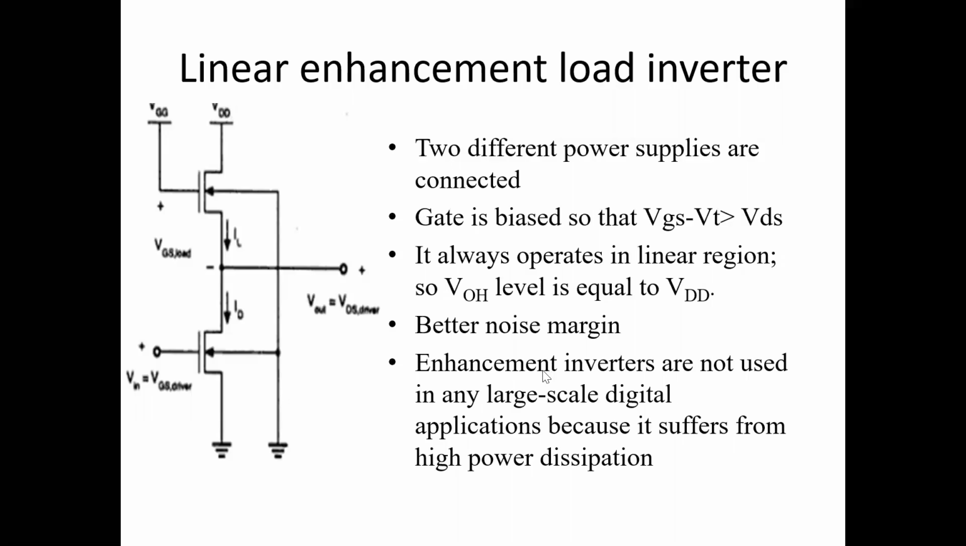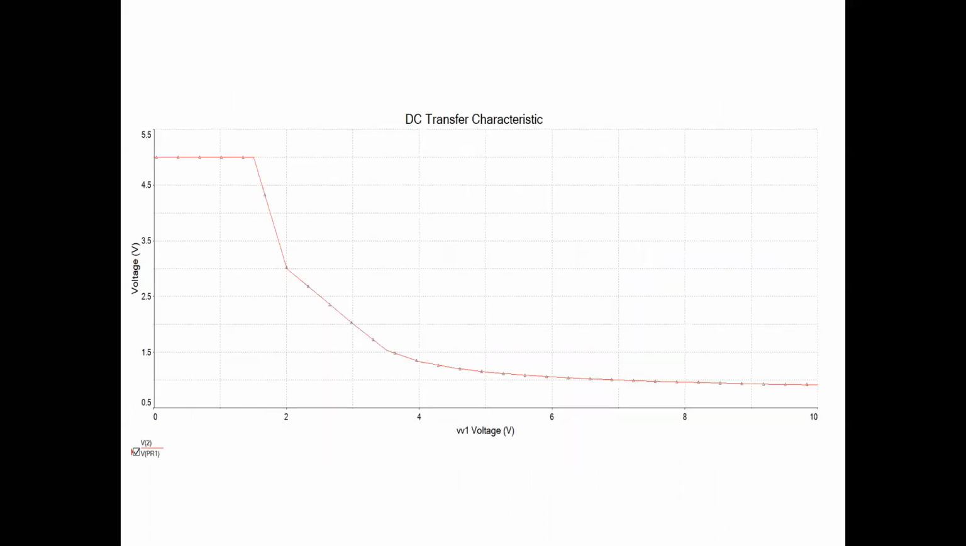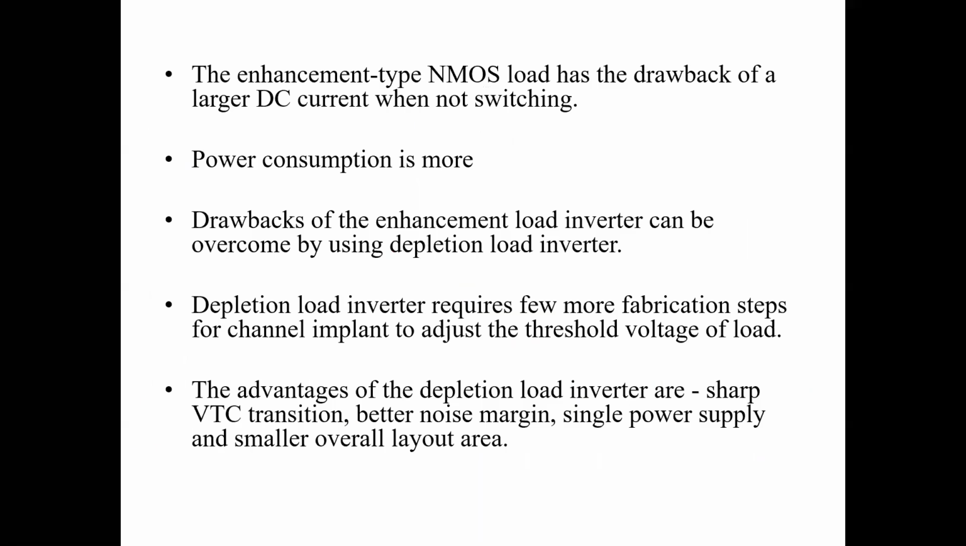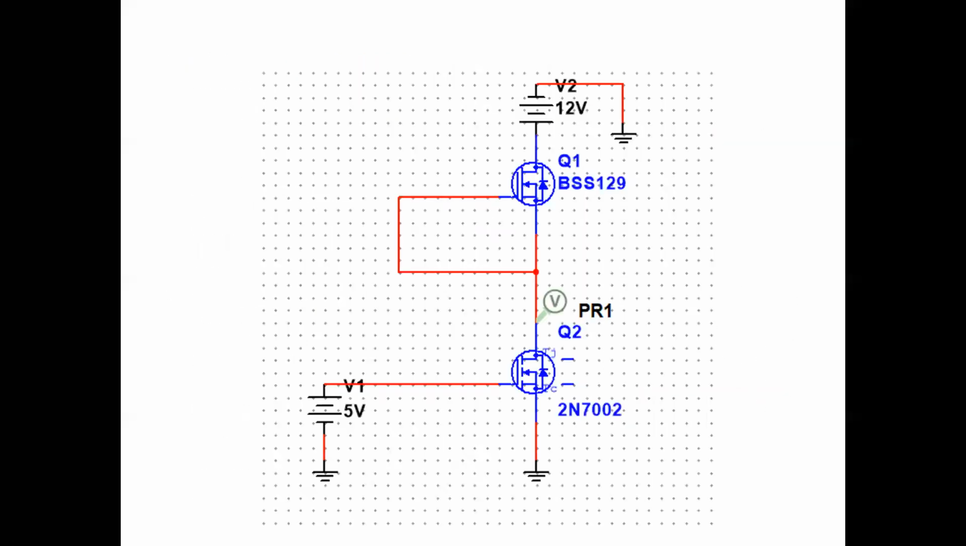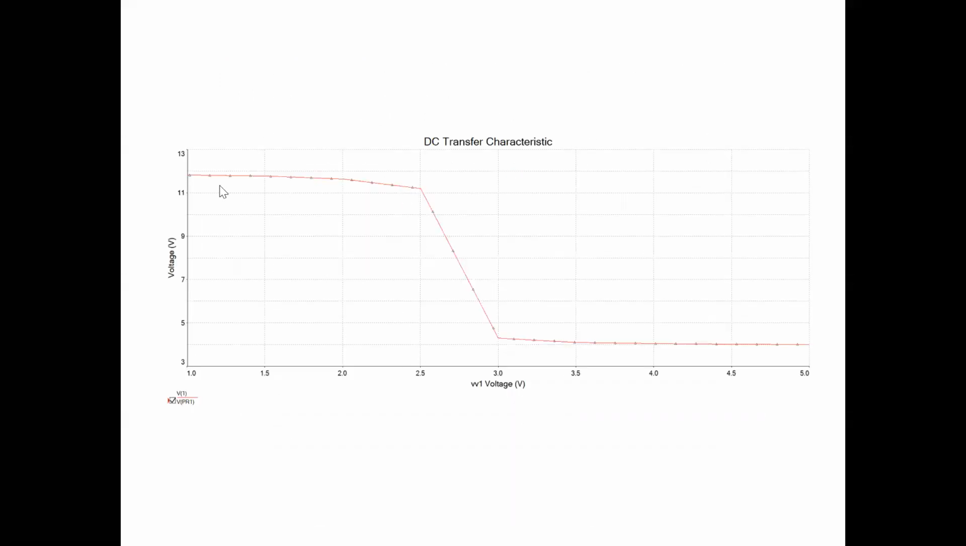But these inverters are not used because the power dissipation, even in this case, will be very high. To overcome this large power dissipation, depletion type inverters were introduced. In the depletion type inverter, the gate of the load is connected to its source. Again, when we check the transfer characteristics, the input given here is 12 volts. In the other case, it was 10. The output, you see, is almost reaching 12.